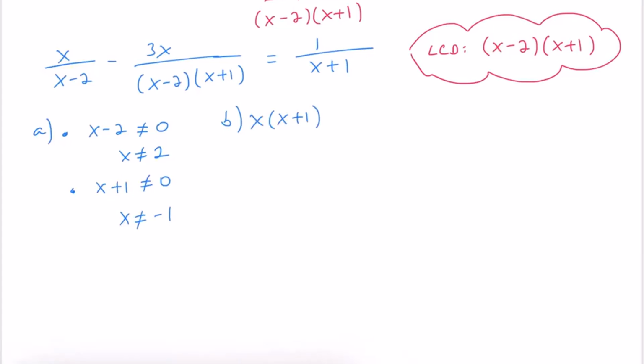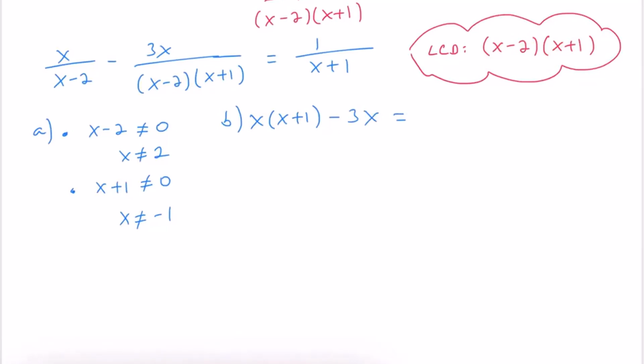For the second fraction, we have 3x over x minus 2 times x plus 1. We need to multiply this fraction with x minus 2 times x plus 1. And we can see that the x minus 2 cancels out. X plus 1 also cancels out. So here, the top just remains the same as 3x. So we have minus 3x.